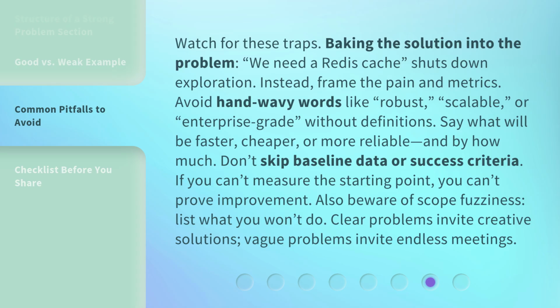Don't skip baseline data or success criteria. If you can't measure the starting point, you can't prove improvement. Also, beware of scope fuzziness. List what you won't do. Clear problems invite creative solutions. Vague problems invite endless meetings.